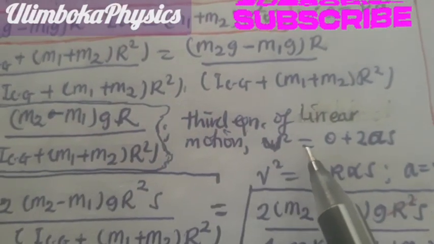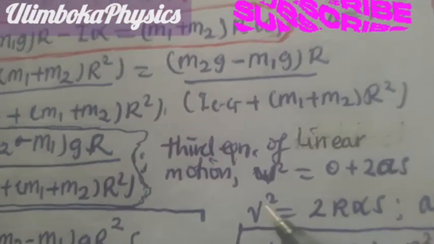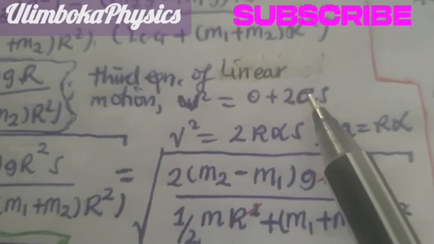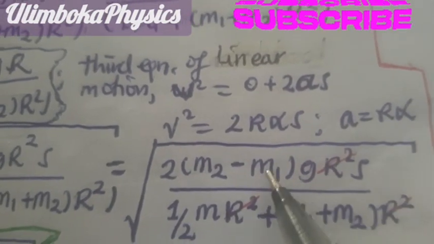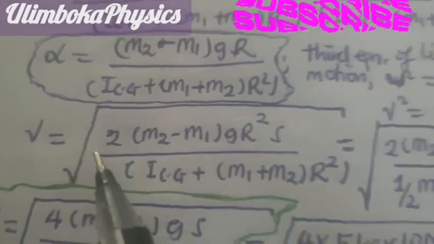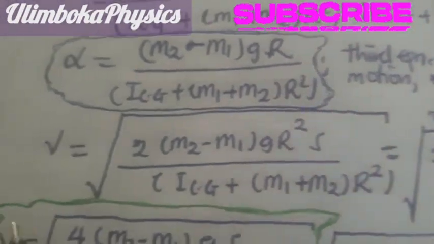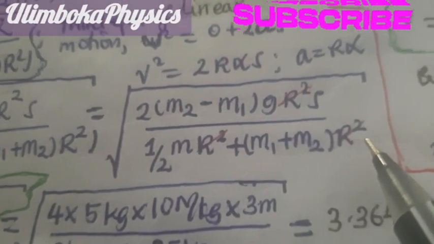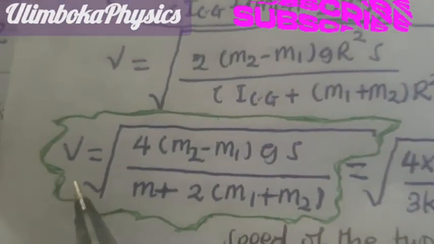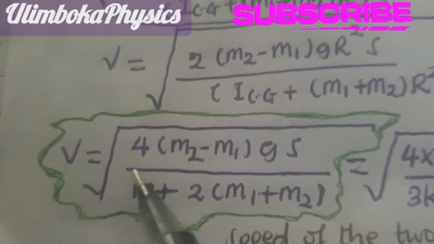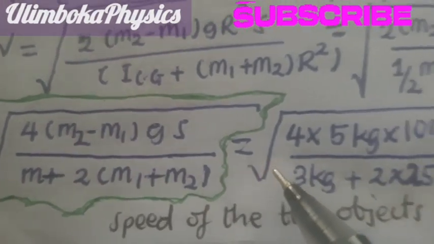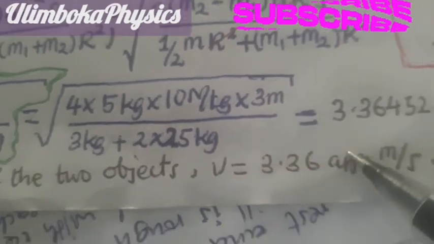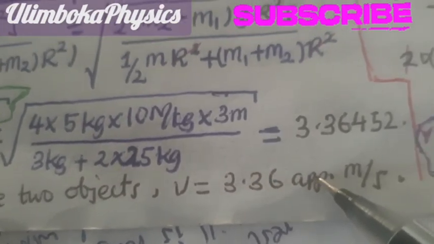And from the third linear equation of motion, we substitute the linear acceleration with the angular acceleration, and we are in a position to find the velocity v, the final velocity. The final velocity is expressed as the root of these equations inside. After getting this general formula for the linear velocity of the system, we substitute the data and we get 3.36452, approximately 3.36 meters per second.